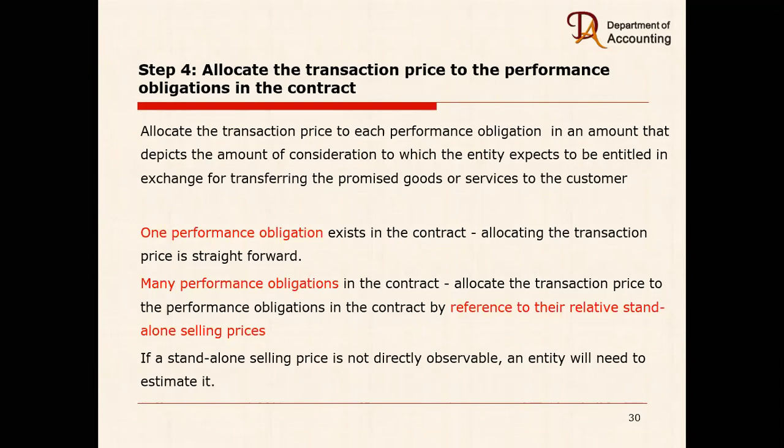If one performance obligation exists in the contract, you can allocate the transaction price straight away to that particular performance obligation. You would find some basic transactions where there is one performance obligation, maybe to provide a particular good, or a particular service. In that case it's straightforward: you allocate the whole transaction price to that performance obligation. But in contrast, most of the time you would find that many performance obligations exist.